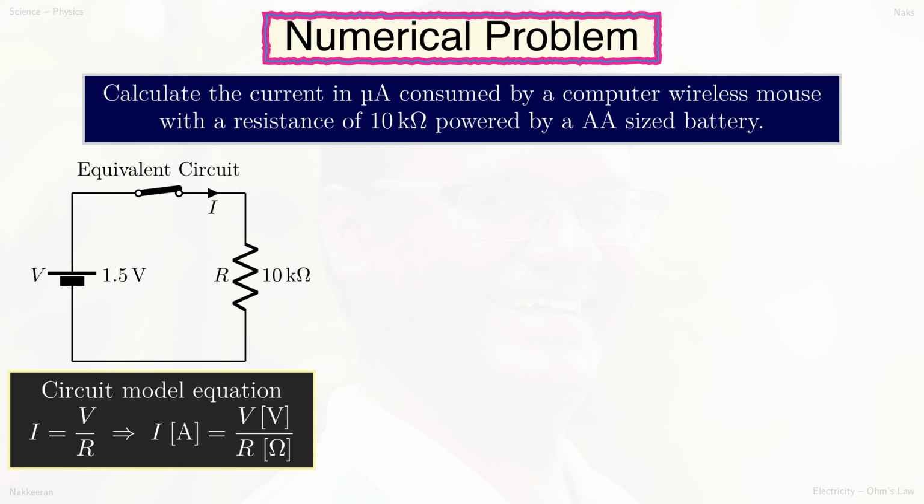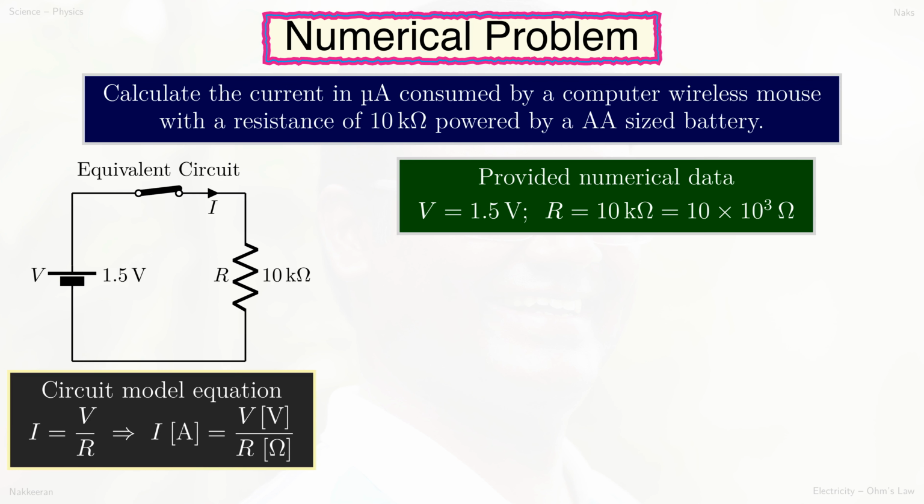From the circuit, we can write the model equation derived using Ohm's law for solving the problem. It is a good practice to write down the model equation or the formula with the units, which can help in collecting the data in appropriate units. Write down the provided data that are essential for solving the problem using the model equation. If required, convert those data into the units necessary to substitute in the formula.